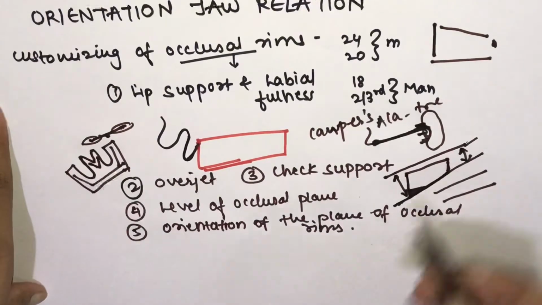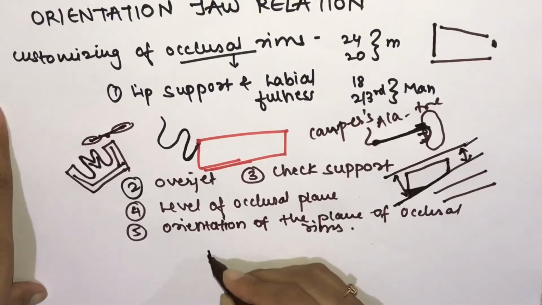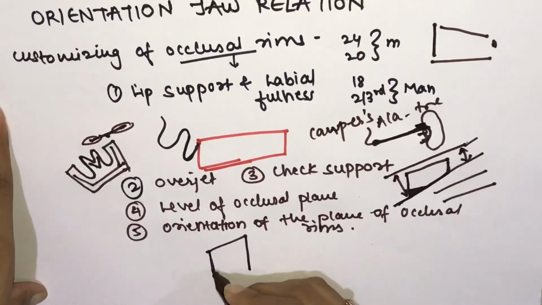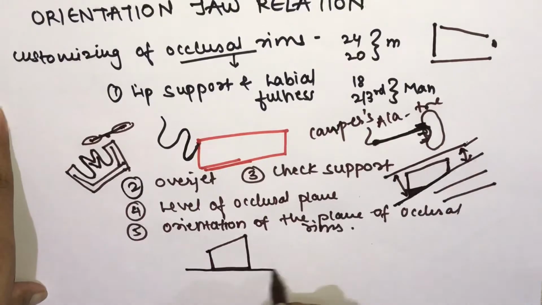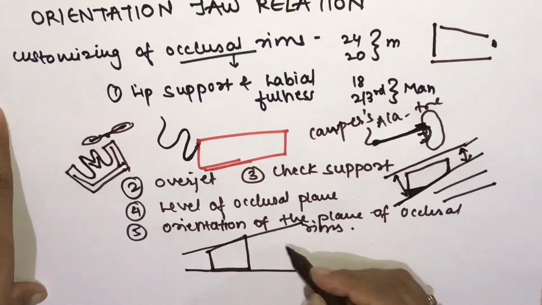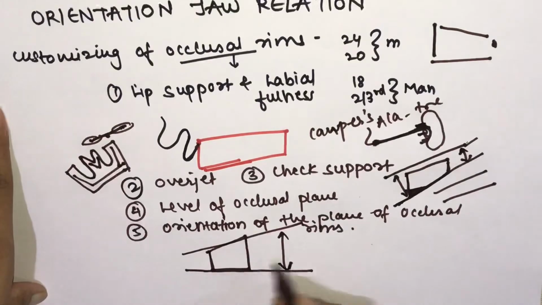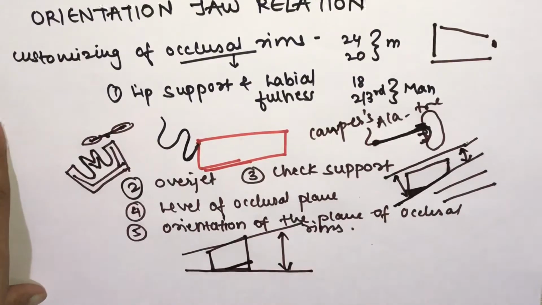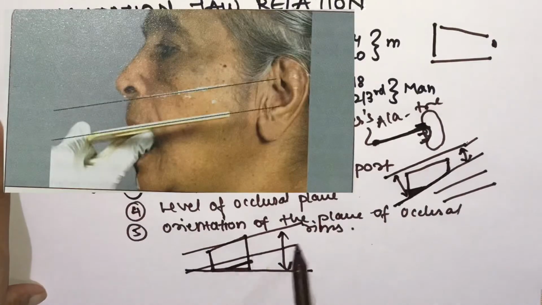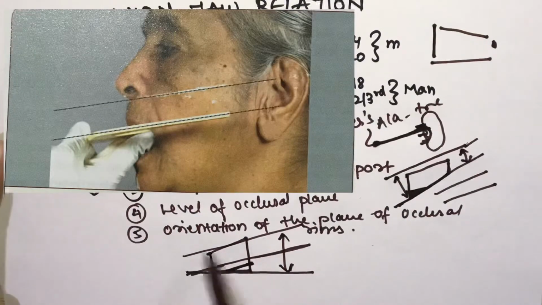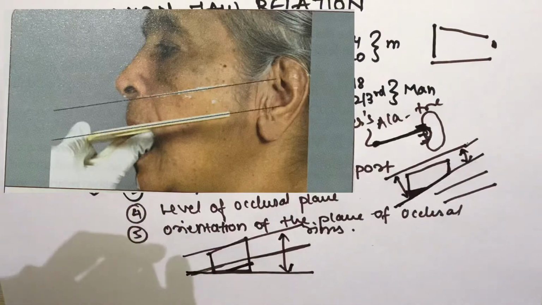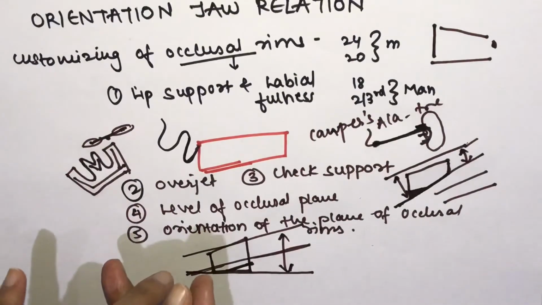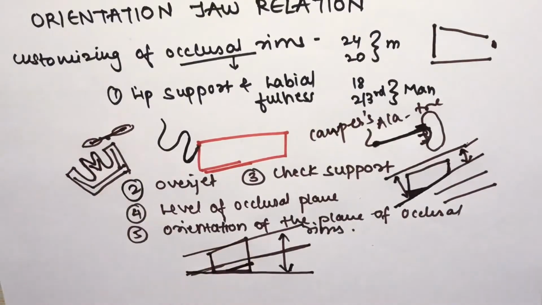And in some cases, posteriorly it is more than anterior, so your plane will go like this. The height is more in the posterior region, so you just have to trim from this part. You have to remove the wax with the help of a hot plate, and then it will become parallel to it like this. So this is what we exactly want. Your outer rim should be parallel to this ala-tragus line, and this is the orientation of the plane of the occlusal rim.